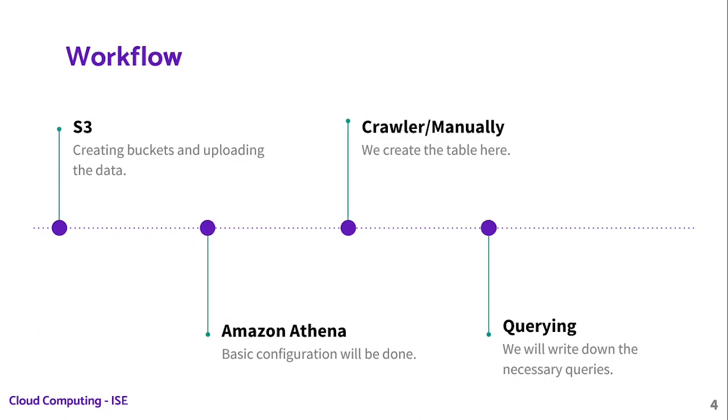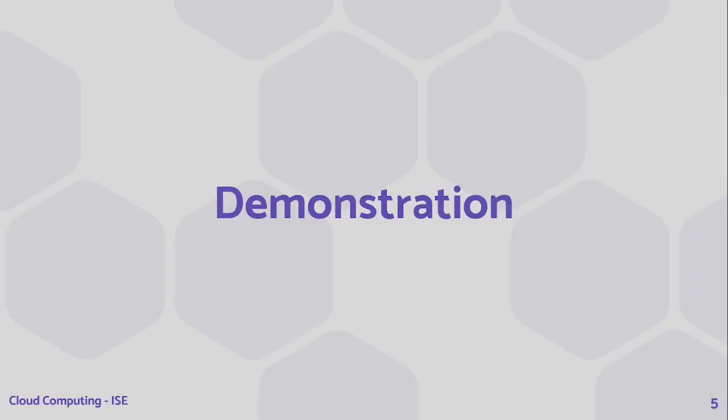First we would be creating our S3 bucket and uploading the files. Next we would be going to our Amazon Athena, and then there would be two processes, where one is a crawler and another process is manual. Then finally we would be doing the query. So now let's jump to the demonstration part.